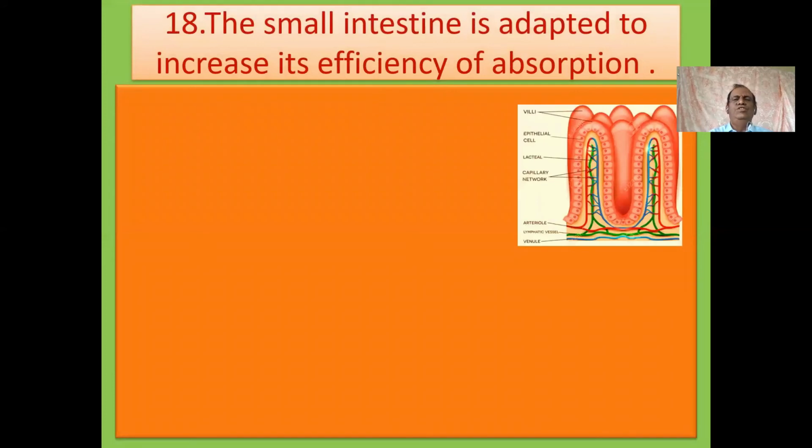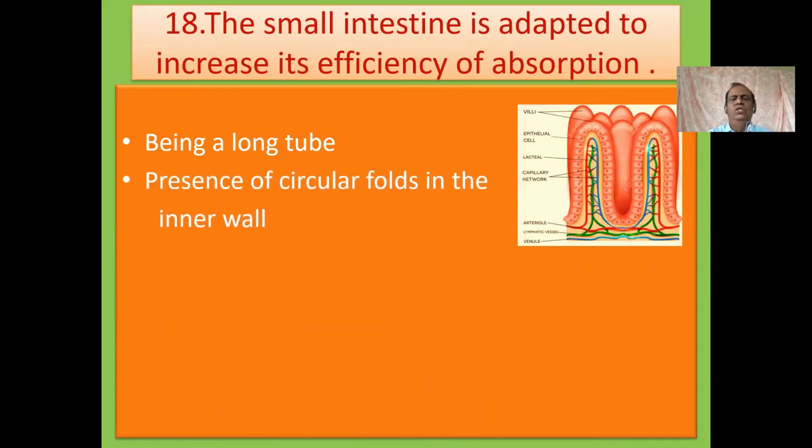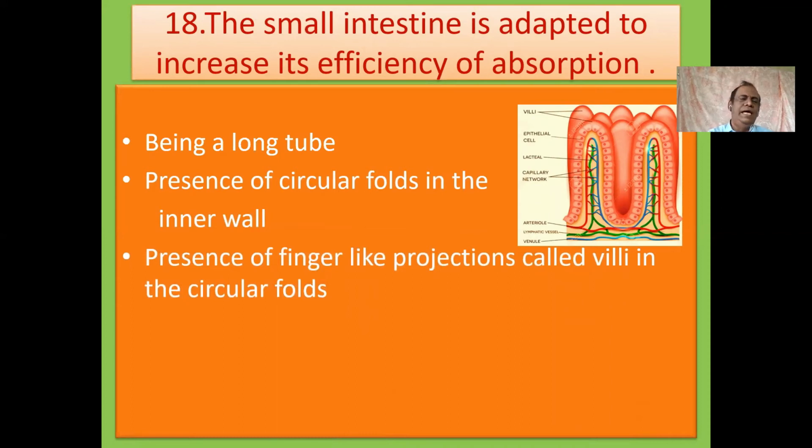The small intestine is adapted to increase the efficiency of absorption. So what are the adaptations found in the intestine? Being a long tube, very long, that is 7 meters in length. Second one, the presence of circular folds in the inner wall, to increase the surface for absorption. The third one, presence of finger-like projections called villi in the circular folds, to increase the digestion and absorption surface.